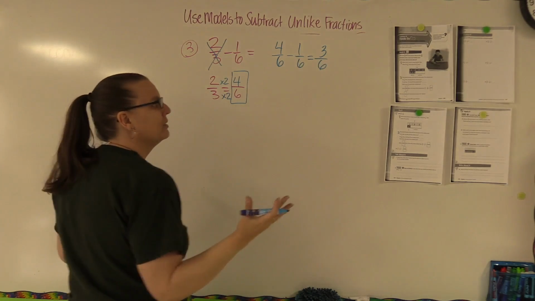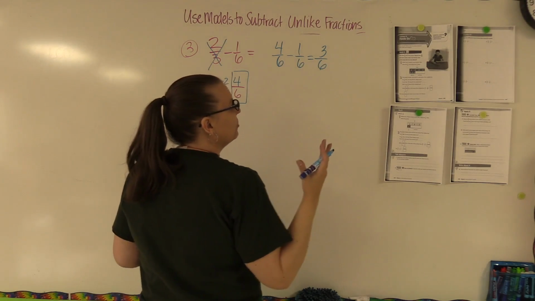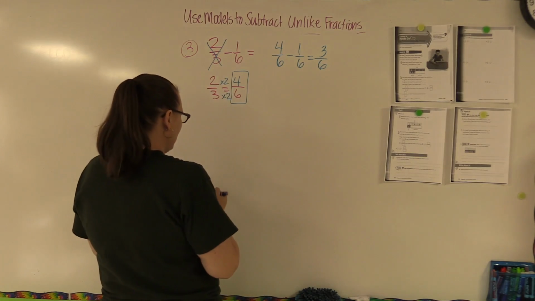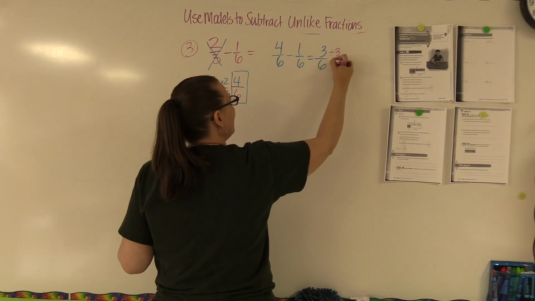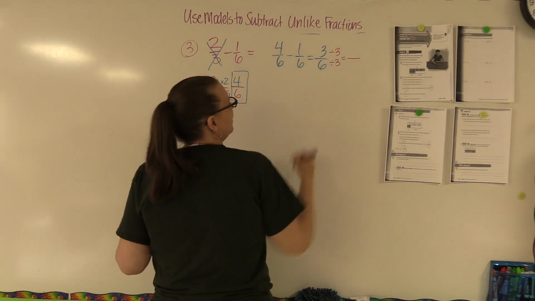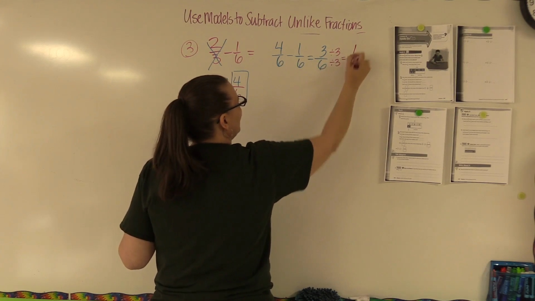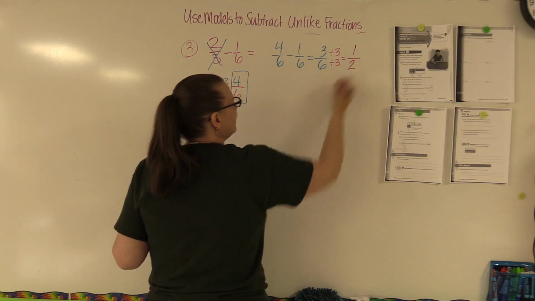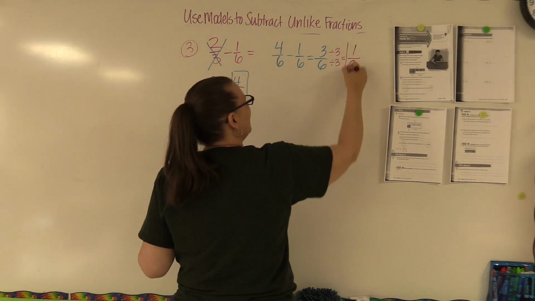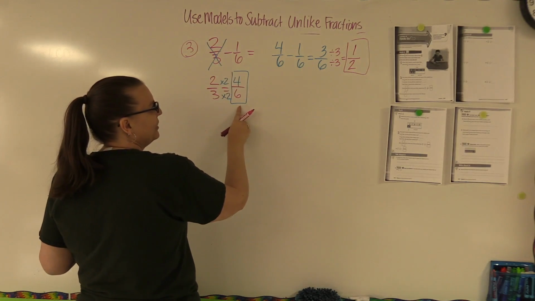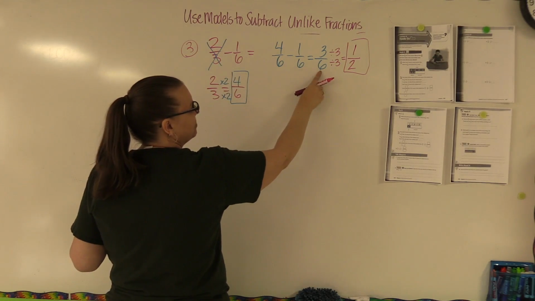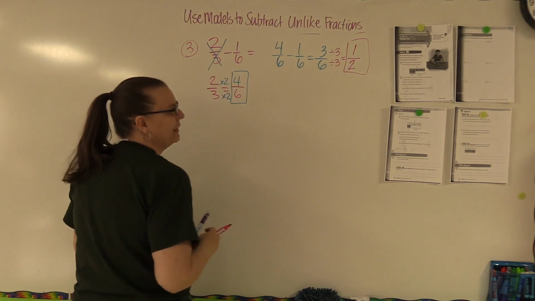Well, we always want to ask ourselves, are we finished with this problem? We might need to simplify. These numbers both have a factor in common. They can both be divided by 3. So if we do that, 3 divided by 3 is 1, 6 divided by 3 is 2. This is the answer that we want. We have found a common denominator, we've created an equivalent fraction, we've gone ahead and subtracted, and we've also simplified.